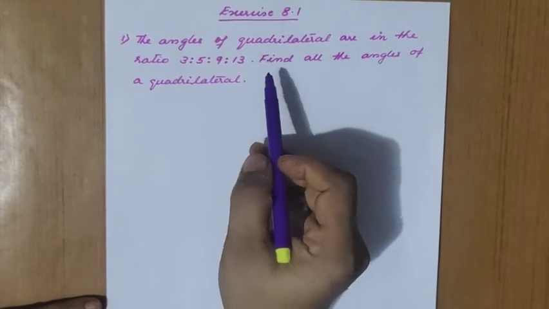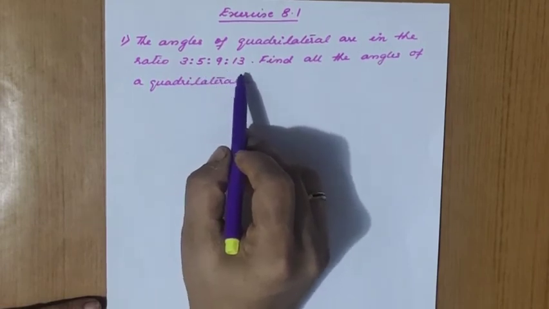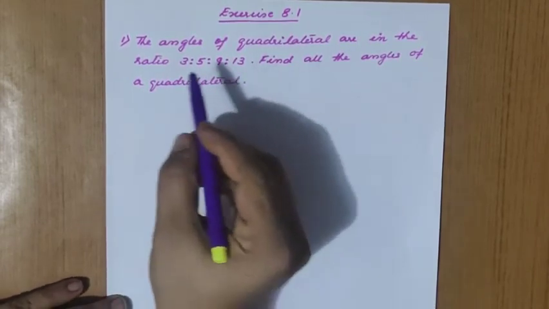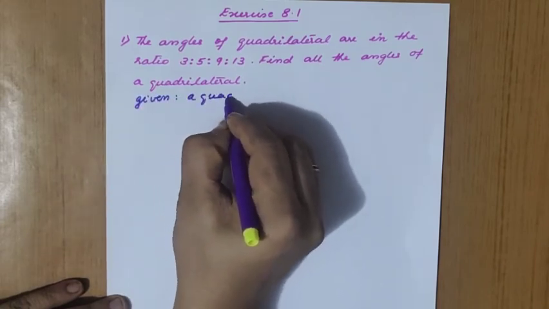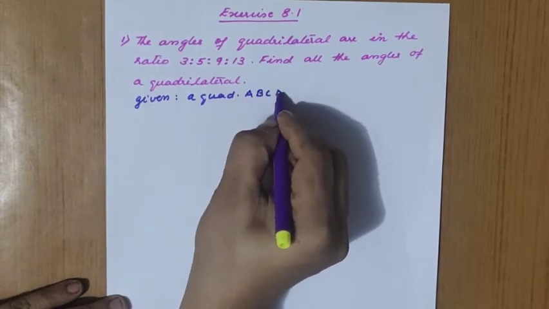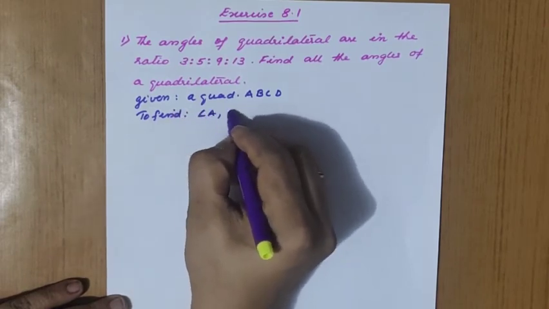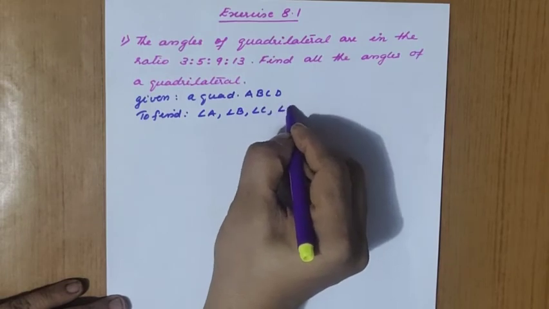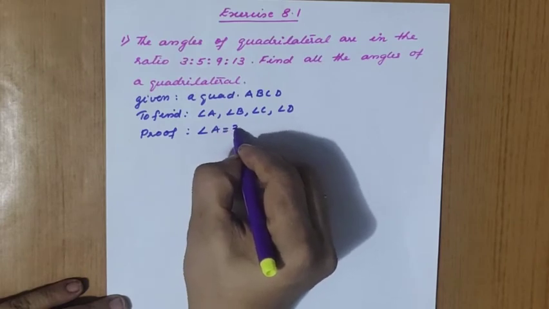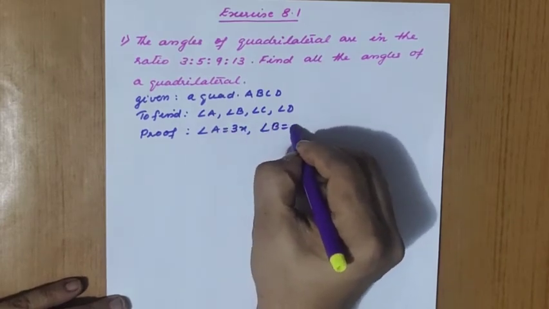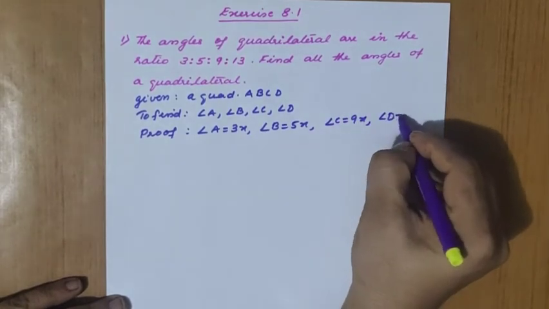Now exercise 8.1. First question. The angles of the quadrilateral are in the ratio 3:5:9:13. Find all the angles of the quadrilateral. So what is given? A quadrilateral is given. Let us name it ABCD. To find all the angles, we will write here angle A, angle B, angle C, and angle D. So proof. Let angle A equal 3x, angle B equal 5x, angle C equal 9x, and angle D equal 13x.